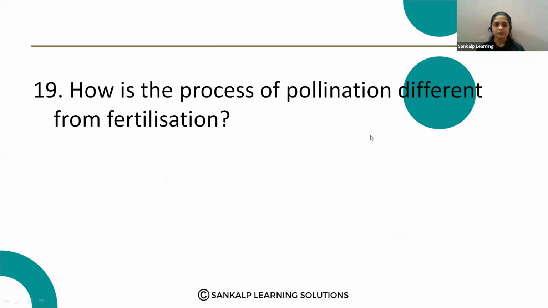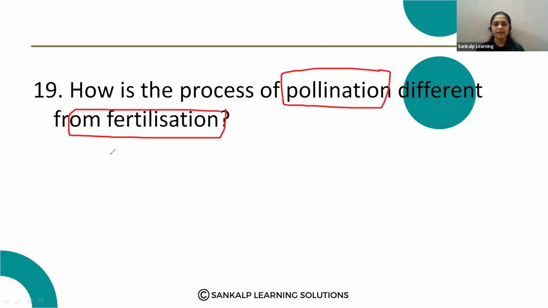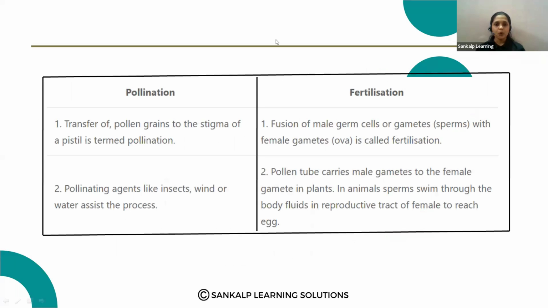Next question. How is the process of pollination different from fertilization? How is pollination different from fertilization? Yes, what is the answer for this? Here, pollination is the transfer of the pollen grains to the stigma of a pistil. You know that the transfer of the pollen grains to the stigma of the flower is called pollination.